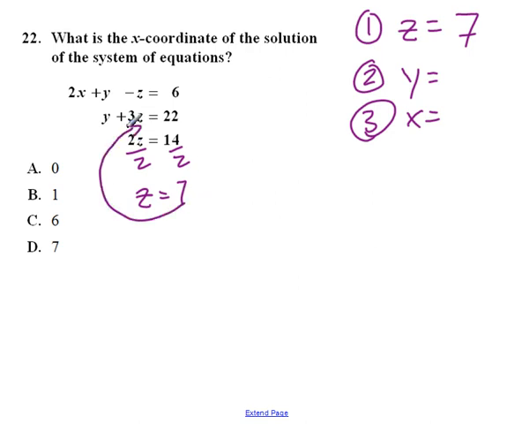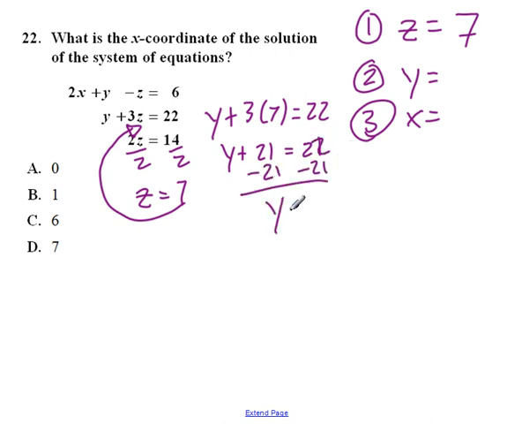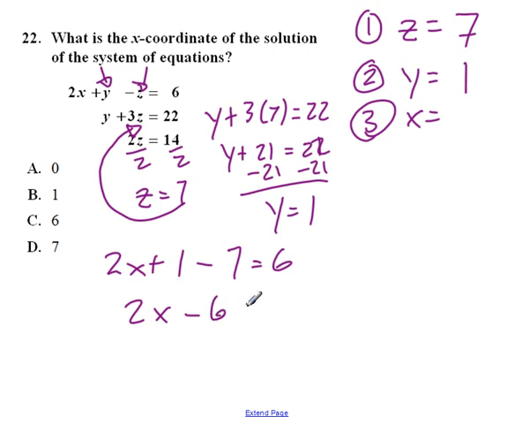We're going to take and we're going to plug that into our second equation. This is now going to be y plus 3 times 7 equals 22. Well, 3 times 7 is 21. Whoops. So we're going to subtract 21, and we get y equals 1. Hey, we've got 2 of our 3 letters. Now we're going to take both of our z and our y and plug it into our top equation. 2x plus, instead of y, it is 1, minus z, which is 7, equals 6. So 2x minus 6 equals 6.